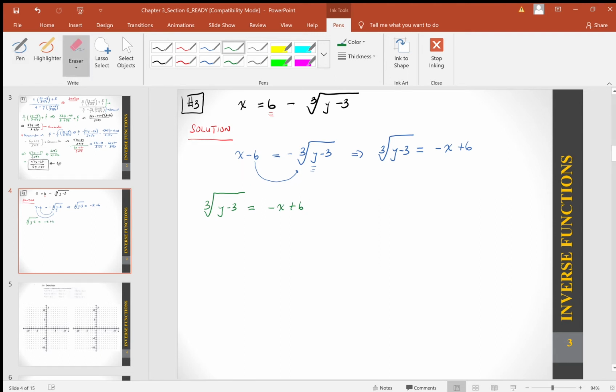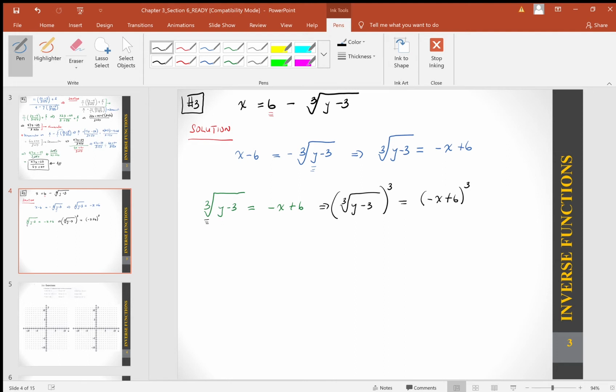All I've done is just rewrite it. Now I want to get rid of this cube root, so I'm going to multiply by the exponent 3. It's going to look something like this: the cube root of y minus 3, and I'm going to multiply that by the power of 3. And whatever I do to the left hand side, I have to do to the right hand side. It's going to be negative x plus 6.